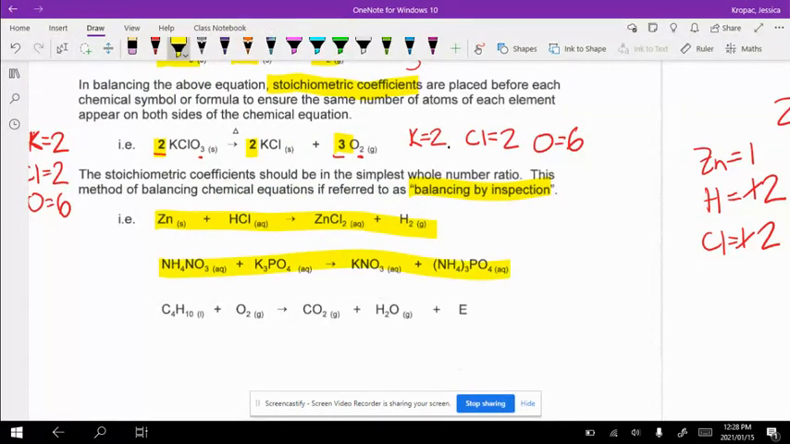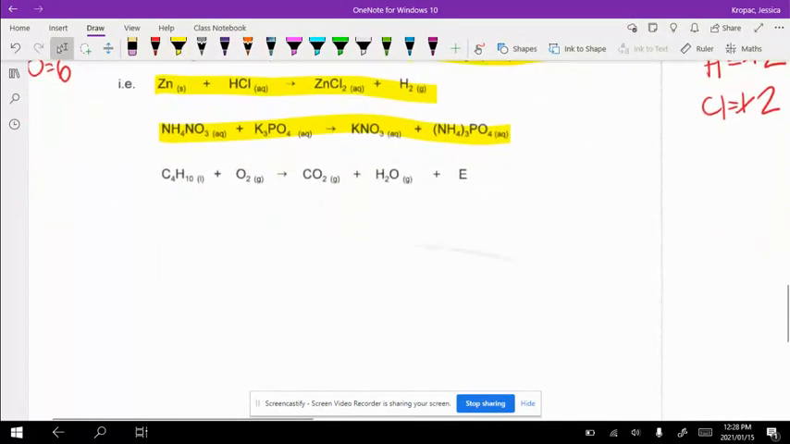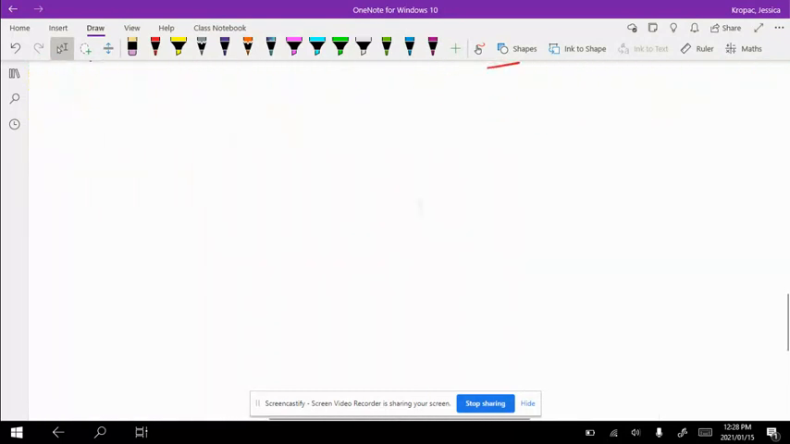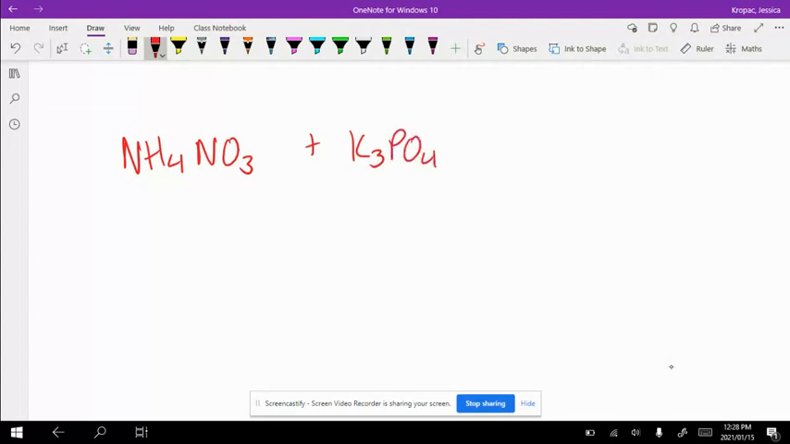So what I recommend, balancing is really important to practice, practice, practice. So I recommend pausing the video and seeing if you can actually figure out how to balance this on your own. I'm going to give myself more space, so I'm going to rewrite my chemical equation. And I want you to come back once you've at least attempted this on your own, following the same steps, and see what you came up with.